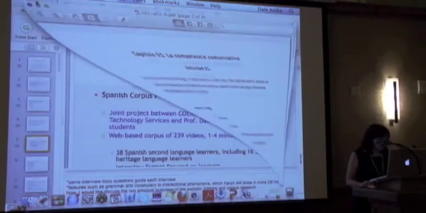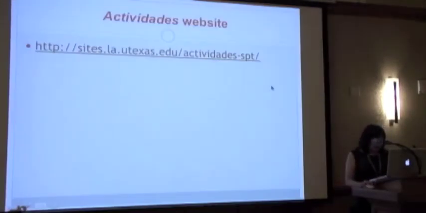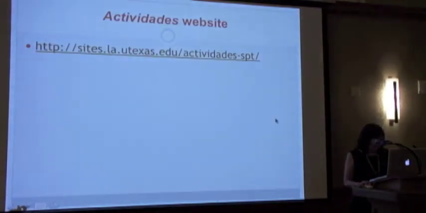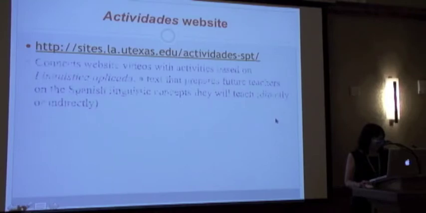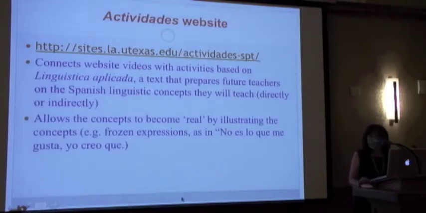Going back to this, by having the website, it allows the concepts in the textbook to become real, because they can see learners actually making these mistakes or doing these phenomena. I have an example here. One of the things in the textbook is talking about frozen expressions that learners use. And so I have this, "no es lo que me gusta, yo creo que," and that's something that one of the learners says in the data.